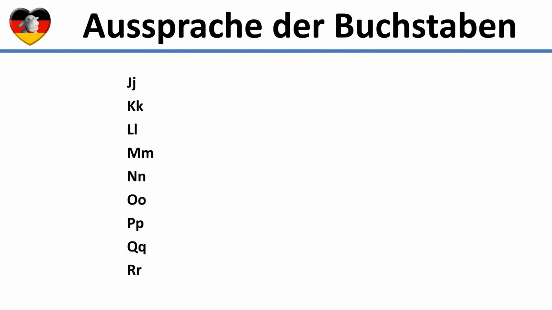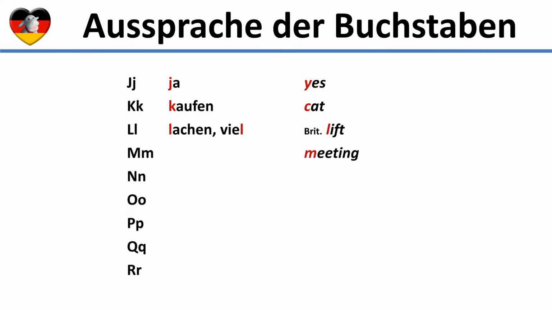The next letter, J, is pronounced like Y in English, ja. K is always pronounced like C in cat, for example, kaufen. L is pronounced like the letter L in lift, using the British pronunciation, lachen, viel. M is pronounced like in English, Mantel, Kamm. N is also pronounced like in English, Nase, gern.